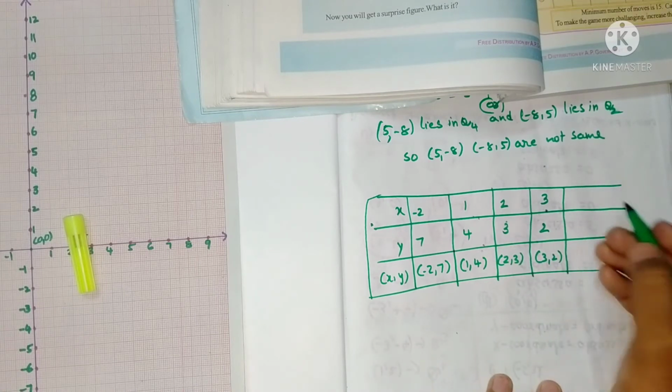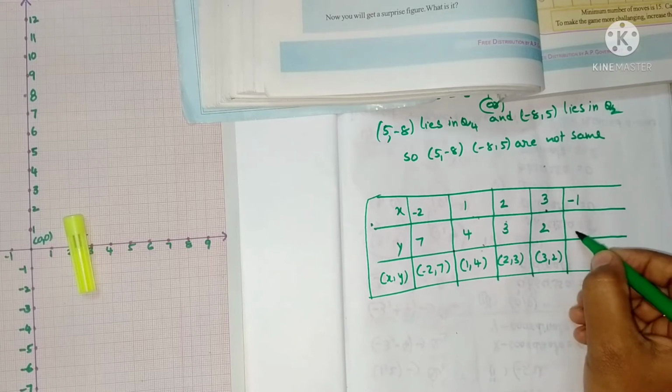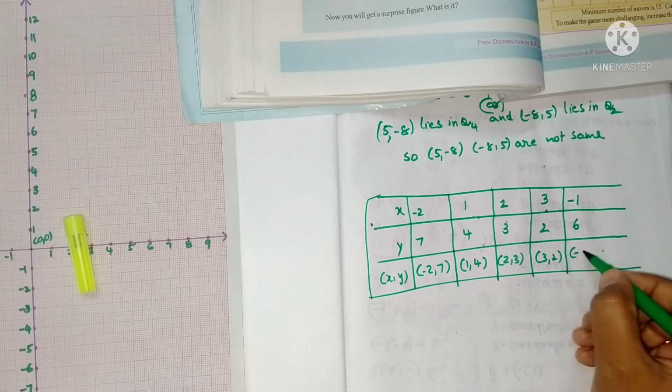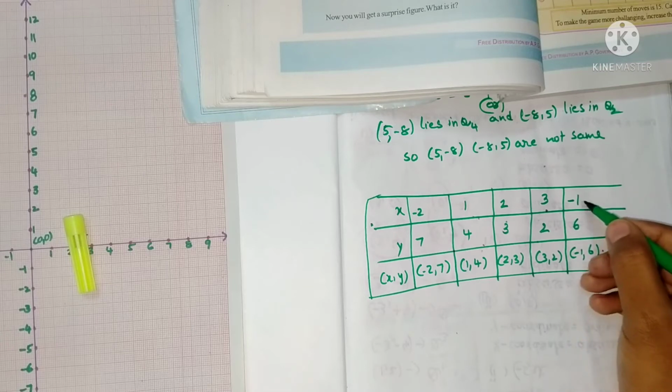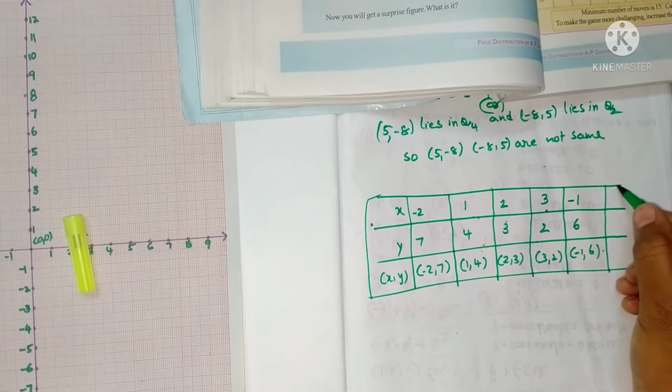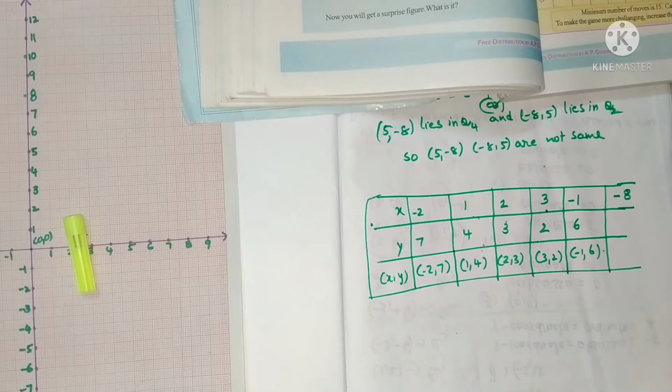Okay. And if I took minus 5, 6 minus 1, 5. So minus 1 comma 6. Sorry, it is minus 1. Okay. Next, if I took minus 8, I want to get 5. So 13 minus 18 only, na? 5. So it is 13. So minus 8 comma 13. So like this you can take the points. Okay. At least 5 points if you took, it is enough.